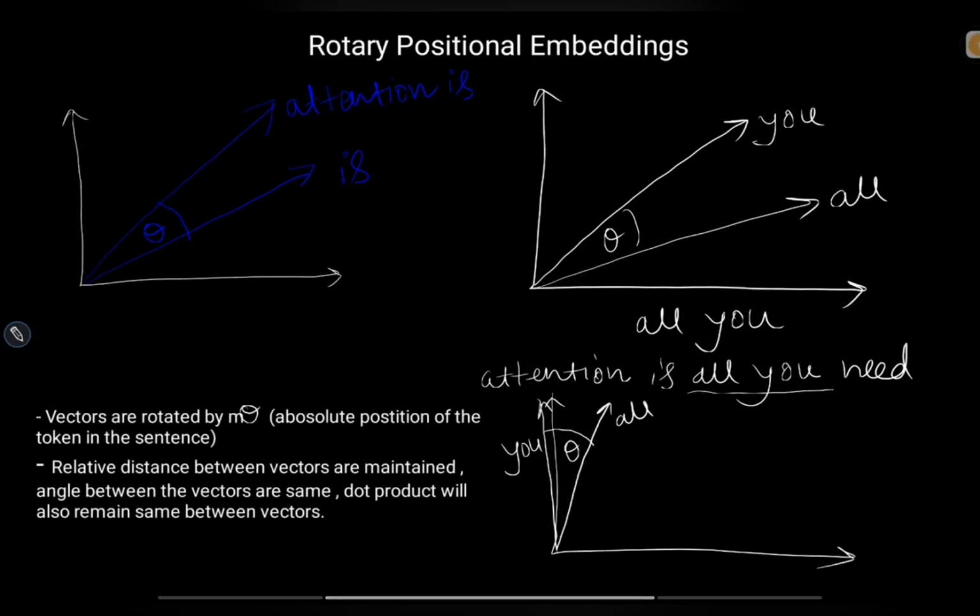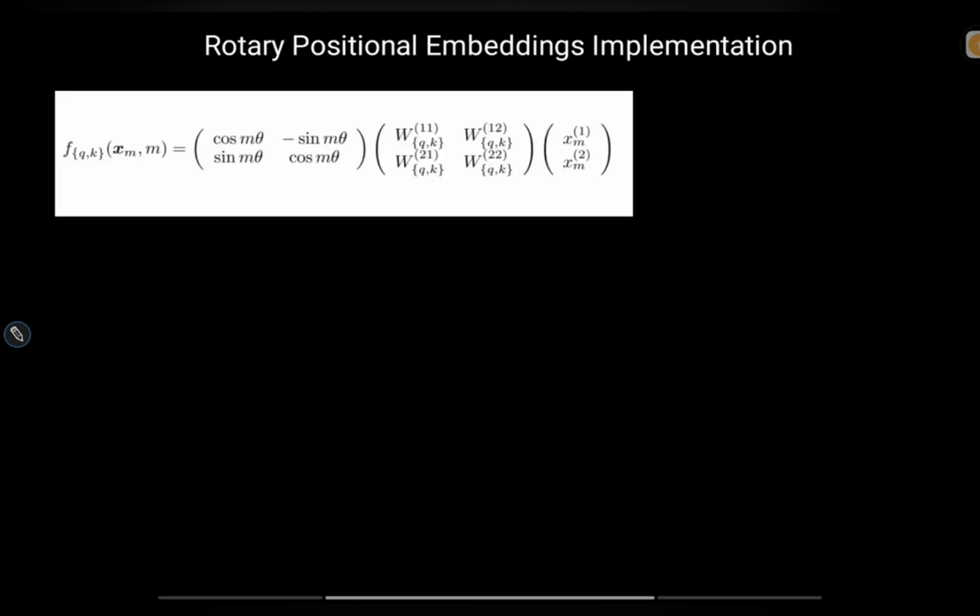As I mentioned, vectors are rotated by m theta, which is the absolute position of the token in the sentence, and the relative distance between the vectors is also maintained. The angle between the vectors is the same, and the dot product between the two vectors will always remain the same across two sets of vectors. So this is the concept of rotary positional embedding. Now let's see how we implement this mathematically.